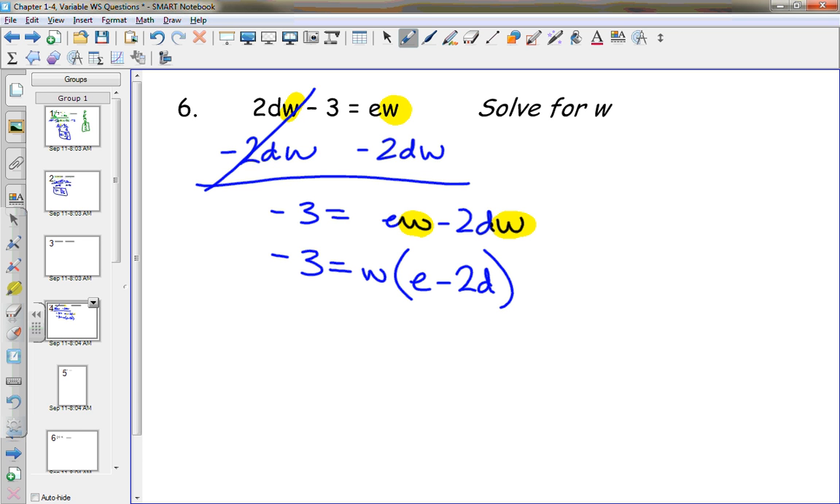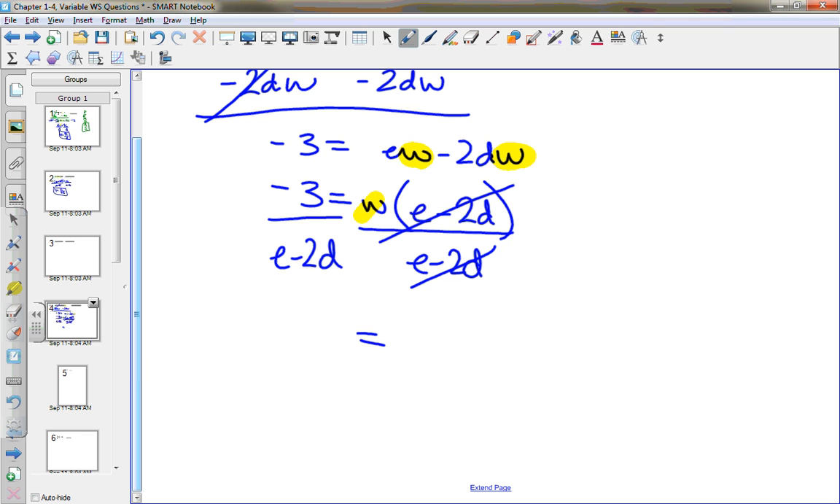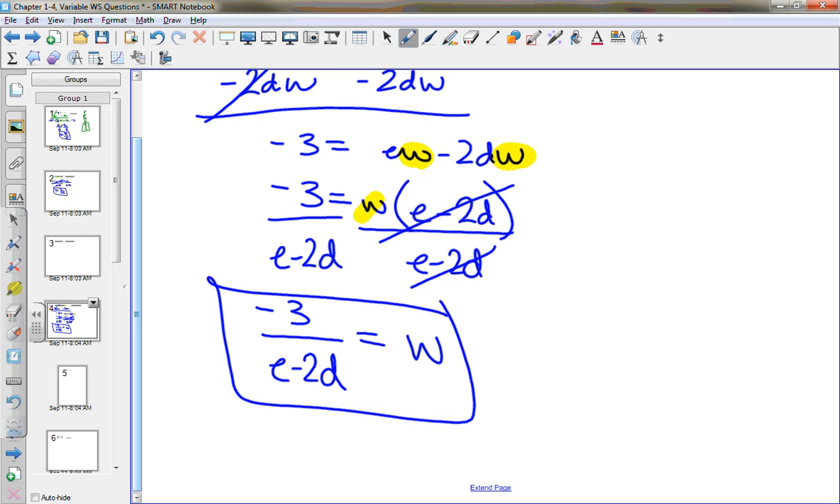Yes or no? Okay, now what am I solving for? W. I'm solving for W. So what's attached? E minus 2D. So I divide by E minus 2D on both sides. That's gone. Now remember, that's the head and the body. Wherever the E goes, the 2D goes with it, right? And I'm left with negative 3 over E minus 2D. Do we understand this, yes or no? Yes?